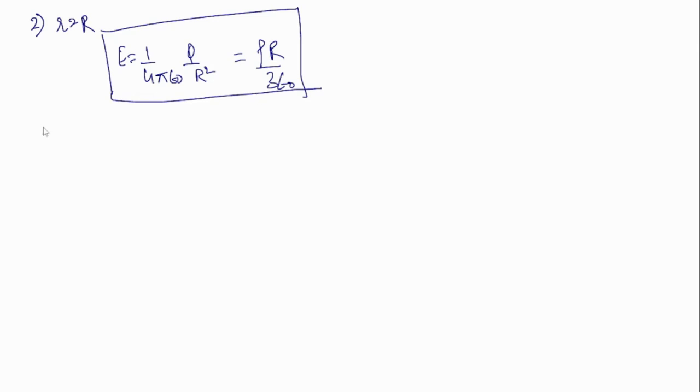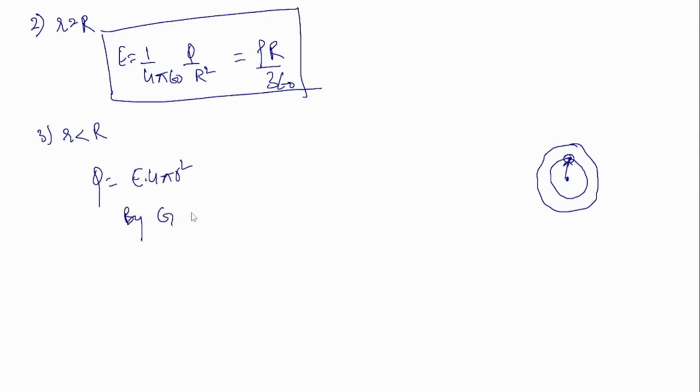Now when small r is less than capital R, that is inside. Suppose this was our sphere. Inside means, let's say, at this point we need to find, so we'll draw an imaginary sphere there. Now the flux will be E into 4 pi r square. I am writing it directly, due to the field passing through this. And by Gauss law, we got phi equals Q enclosed upon epsilon naught.